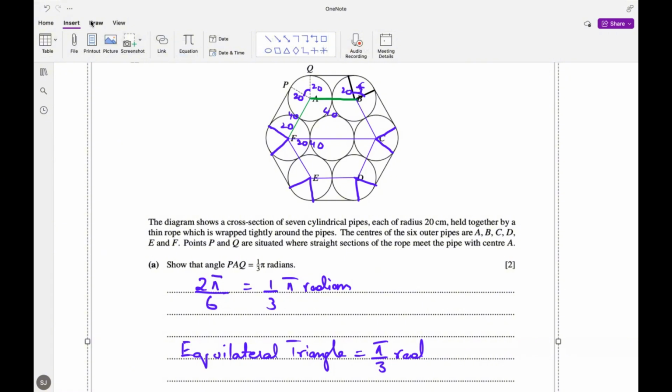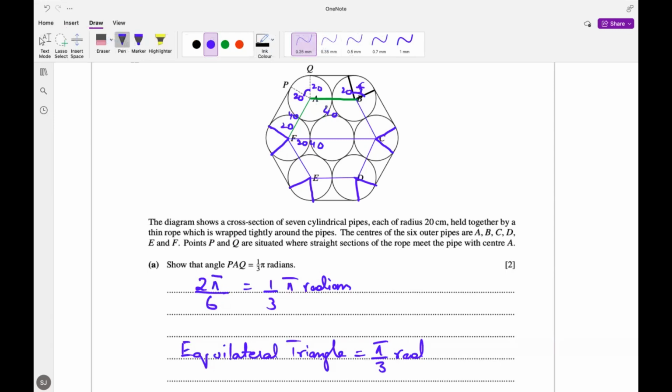And each of these trapeziums will have 2 parallel lengths. One of the parallel lengths will be 20 plus 20, so the upper length, in this case, will be 40 centimeters. As each of these lengths is 20, this is 20, and the diameter is 40, the total length up here will become 80 centimeters. And this length is 40. So we have the lengths of the 2 parallel sides.